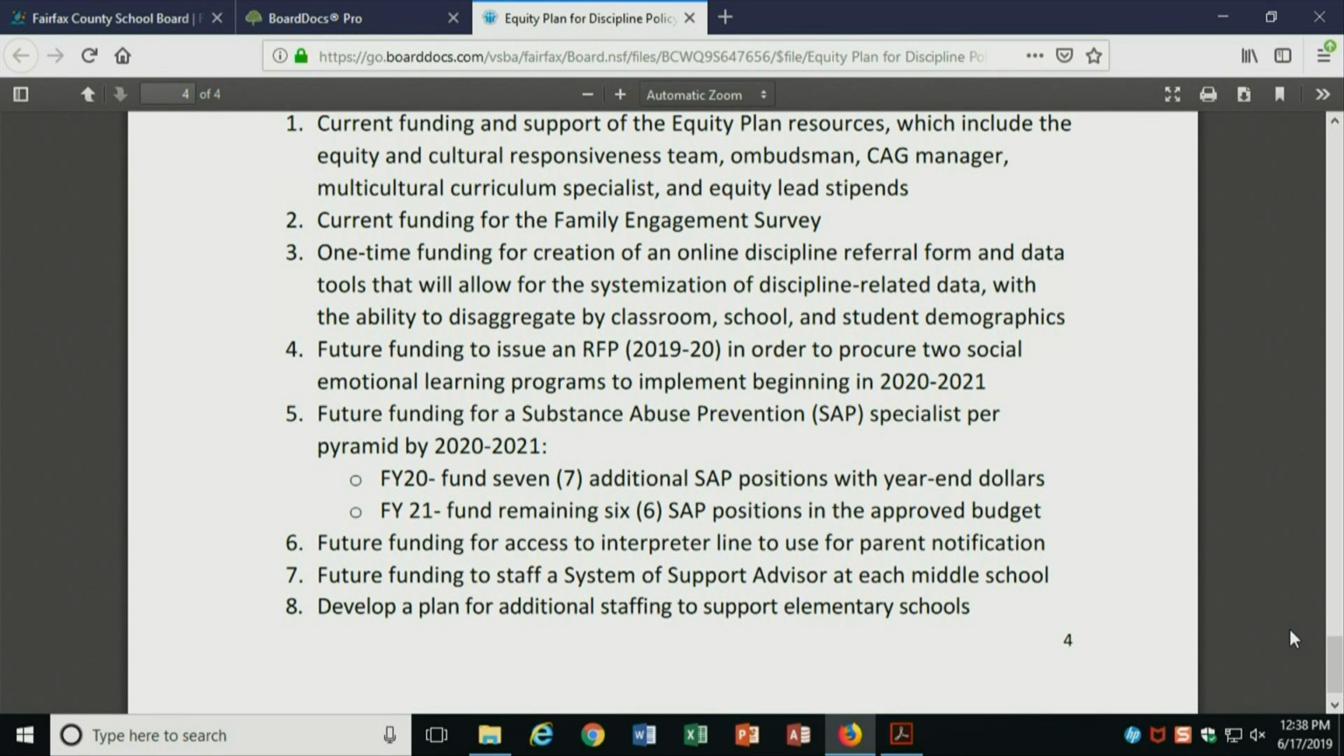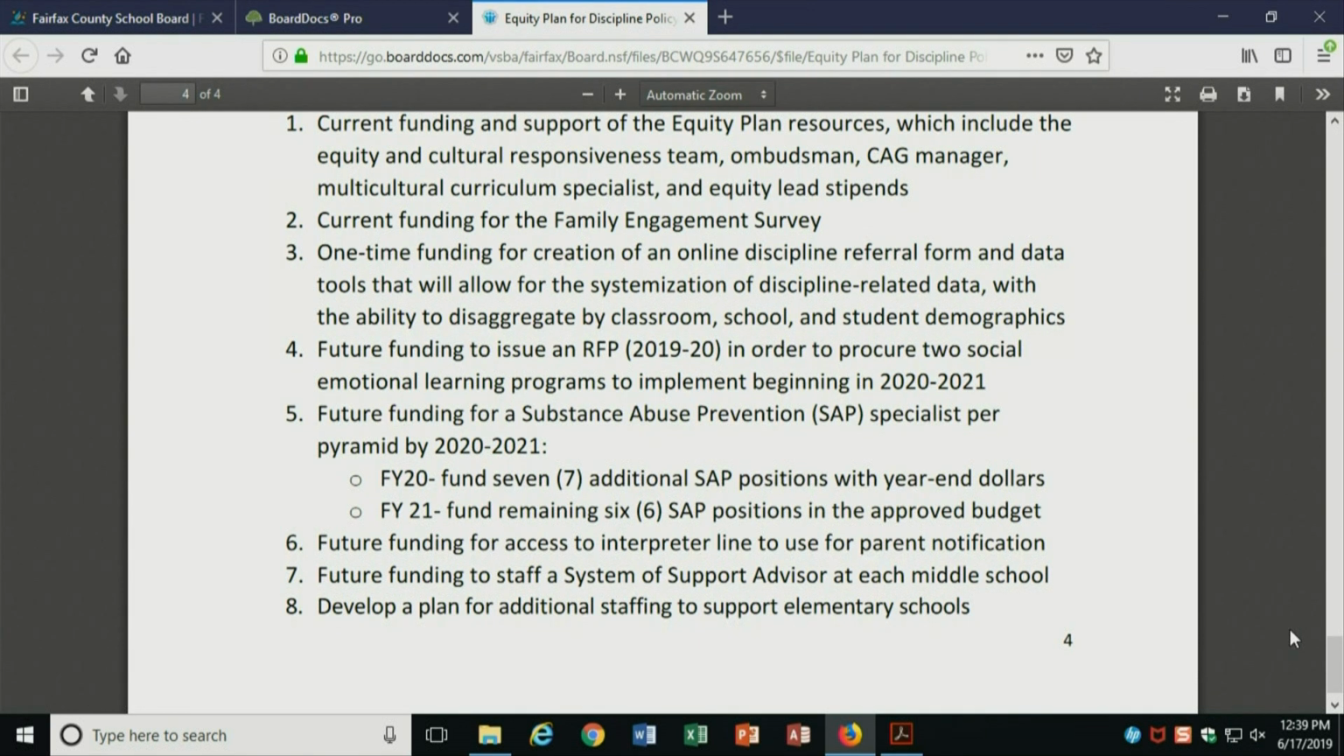And then number 5 is future funding for substance abuse prevention specialists per pyramid. If we want to really do some of the work we're going to talk about in the SRNR, which you will be talking about later this afternoon, we really need to think about expanding what that looks like. As you know, last year, the county provided us 6 positions. But we would like to see that we have 1 per pyramid, and so we thought of a way to potentially, and this is all for consideration, have a phased-in approach for next year, 7 additional, and then the following year with 6, and then we would have 1 per pyramid.